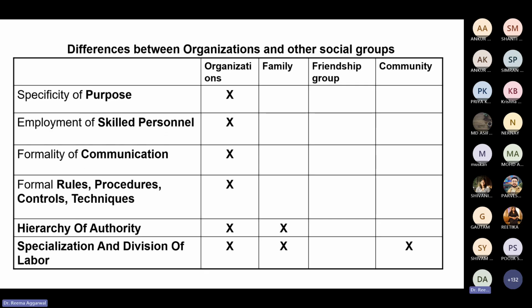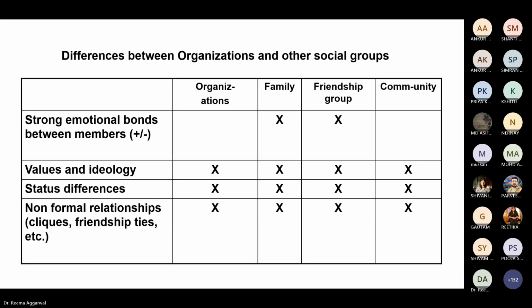So what is the difference between an organization and other social groups? An organization has a purpose. It has employees. It has a communication channel. It has certain rules, procedures, controls, and techniques. In addition to this, it also has hierarchy, specialization, and division of labor, right? It also has values, status differences, and non-formal relationships.